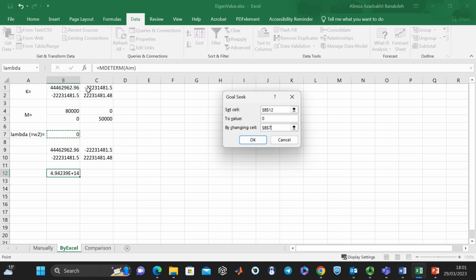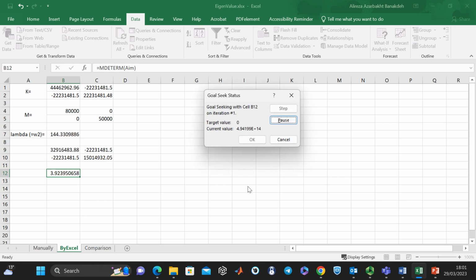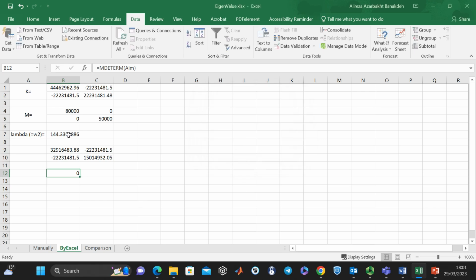Whatever relations are defined between these cells will be active during this process. So if I press OK, you can see it's going to calculate, and now this cell is not 0, it's 144 point something, and the determinant is 0.